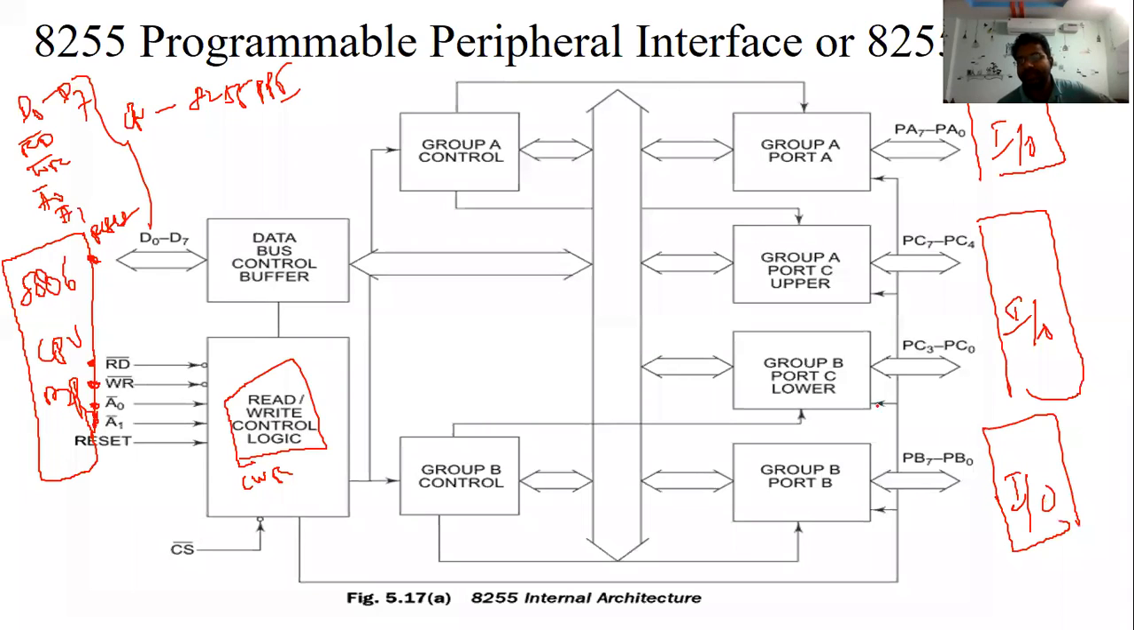Input devices means you can receive the data. Output devices means you can send the data. So for the input device, you perform the read operation. For the output device, you perform the write operation.